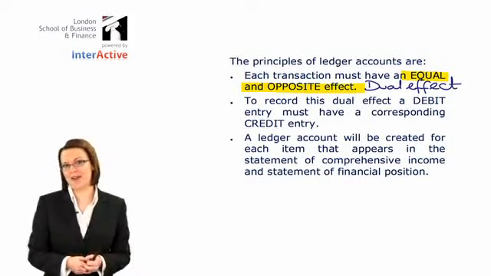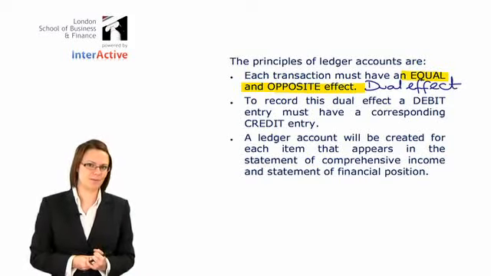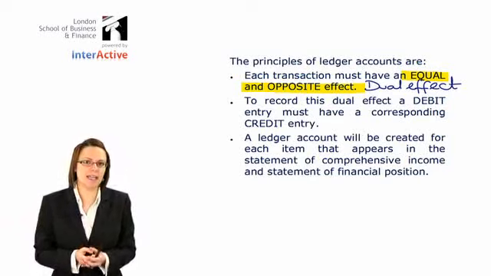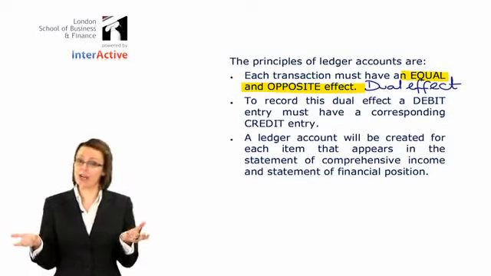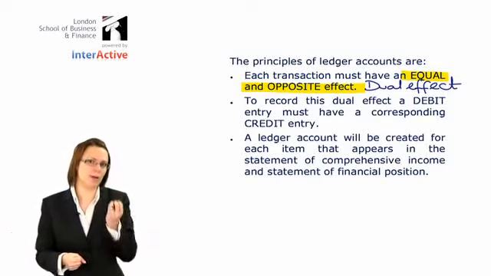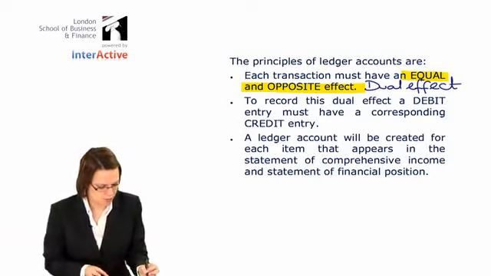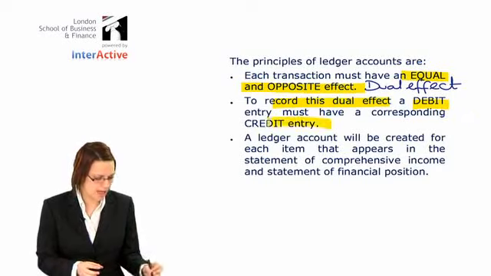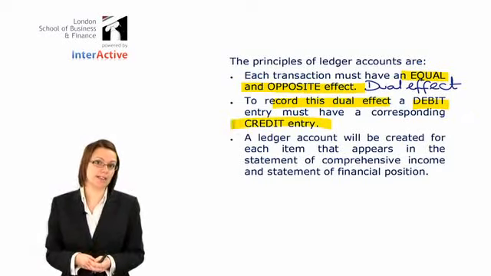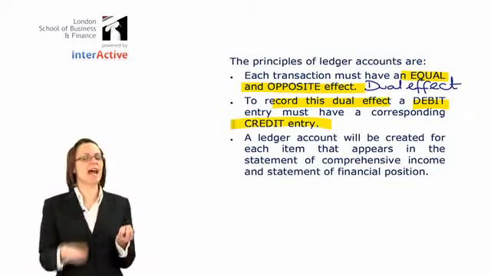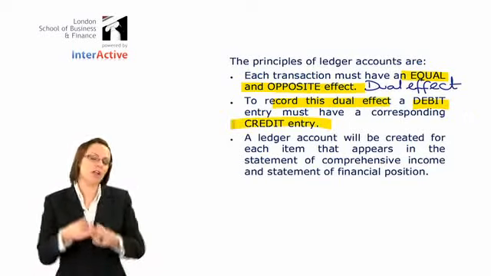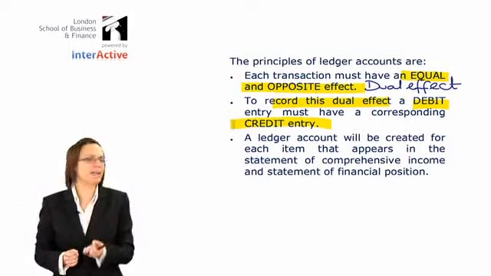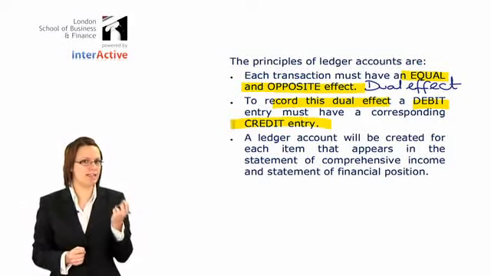And remember, we learnt that dual effect principle in our previous sessions. Now, what we also have to do to record this dual effect is give that dual effect, either side of the transaction, a debit or a credit. So to record this dual effect, every debit entry on the left must have a corresponding credit entry on the right. So every debit must have an equal and opposite credit. So that dual effect principle that we saw will still be the same. All we've got to learn now is what is a debit and what is a credit entry.